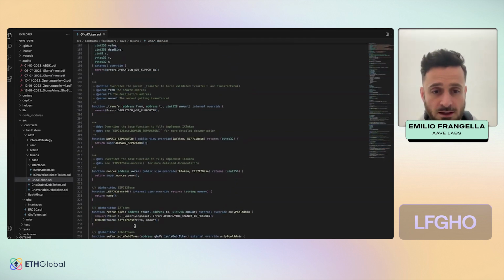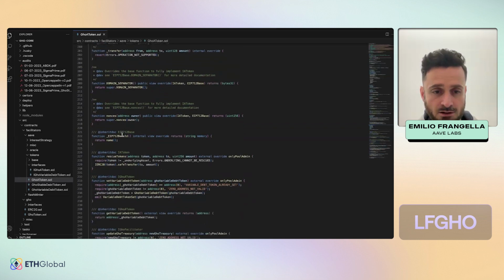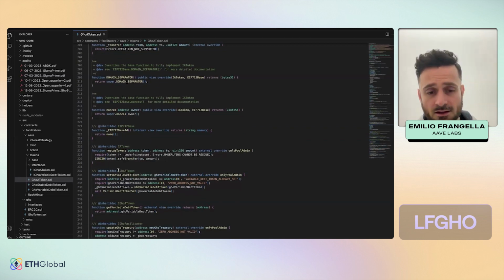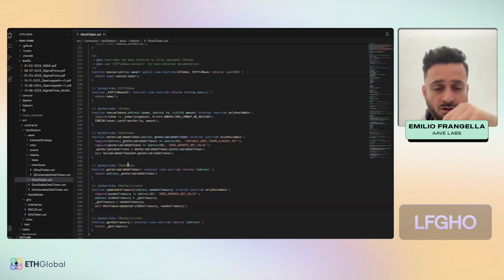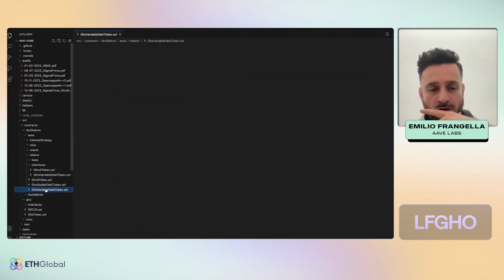The permit also reverts, and all the transfers revert, of course. And then there are a few other accessory functions to update the Go treasury, to get the variable debt token, and so on and so forth. Let's go to the variable debt token.